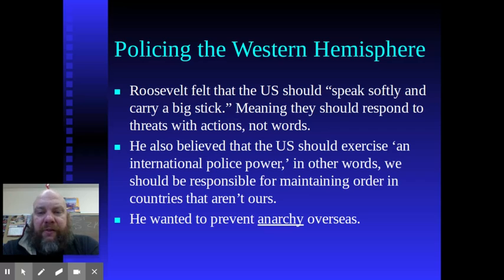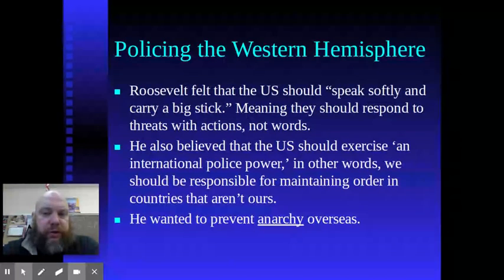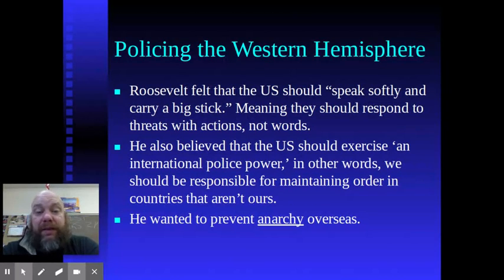Okay. Roosevelt's favorite saying was an old African proverb that people could speak softly and carry a big stick, basically meaning we're not going to be talky-talky. If we're going to have issues internationally, we are going to be a country of action. We are going to prevent anarchy overseas, and we'll try to use our big boy words and use diplomacy to do that. But mostly we are going to respond to threats with force.